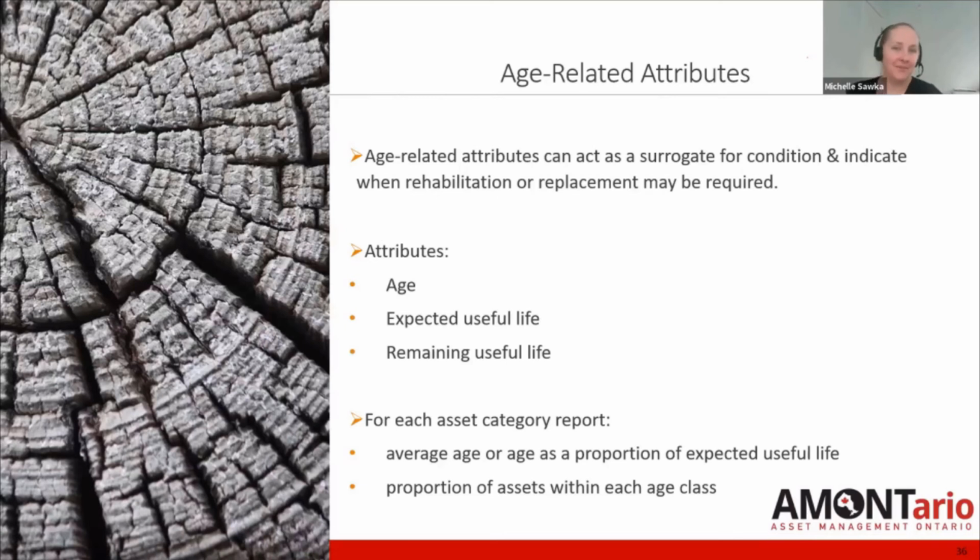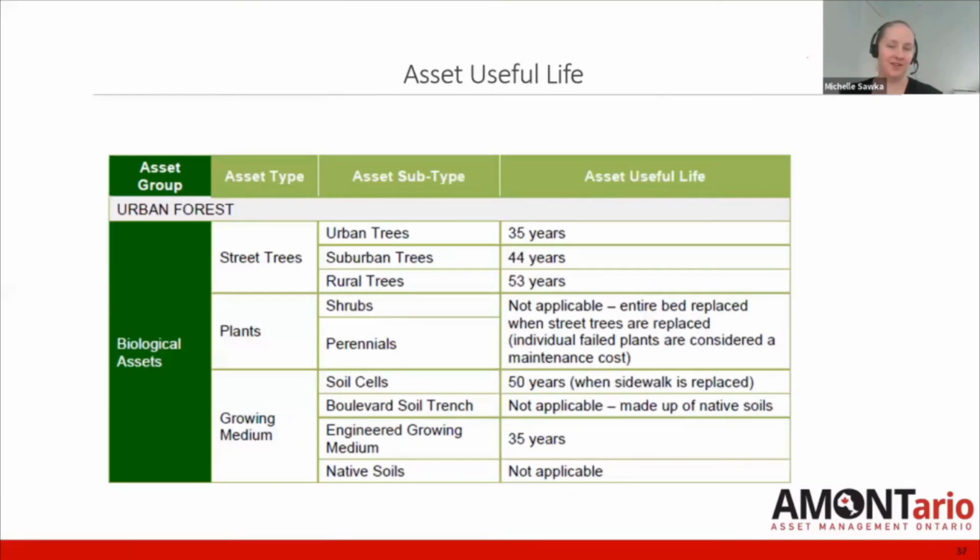So here is an example from York Region's Green Infrastructure Asset Management Plan. For urban trees, they have an estimated useful life of 35 years, while for more rural trees on roads, they've estimated 53 years. This makes sense because we know that urban trees tend to have a much shorter lifespan due to their rougher growing conditions.